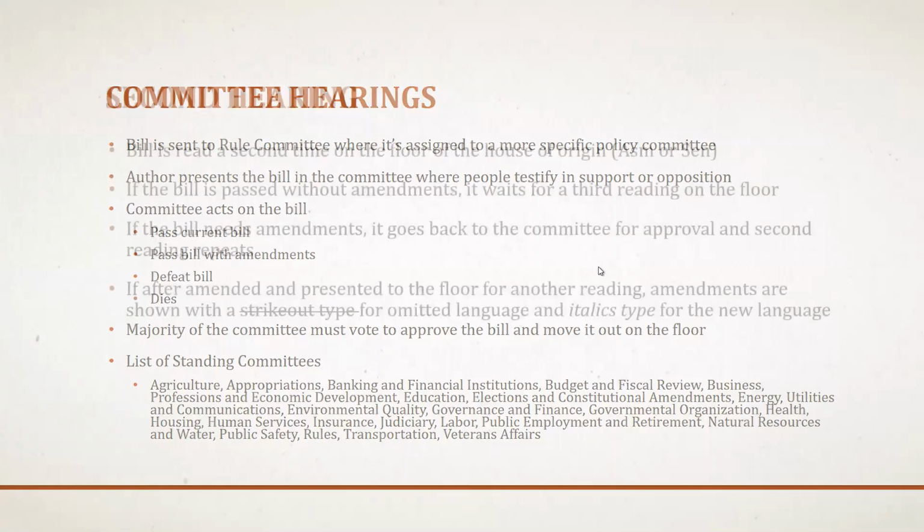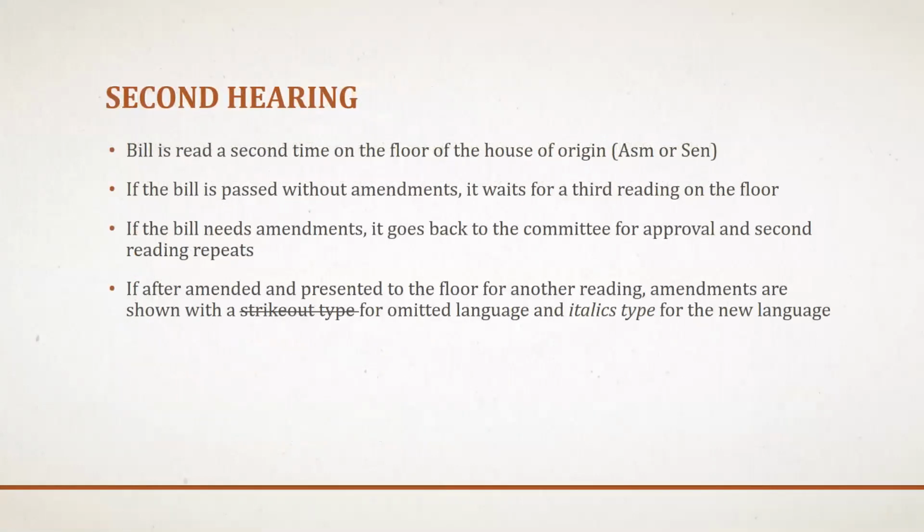All right, let me move on to the next one. So after that first hearing, we go to a second hearing. The bill is read for a second time on the floor. So it's out there on the floor now. And of that same house of origin, meaning if you were an assembly person and you were the author of the bill, now it's going to your assembly floor. It's not going to the Senate yet. So if the bill is passed without amendments, it waits for a third reading, and then it'll move to the next house. If the bill needs amendments, it goes back to the committee for approval, and the reading repeats. So that same process happens over again.